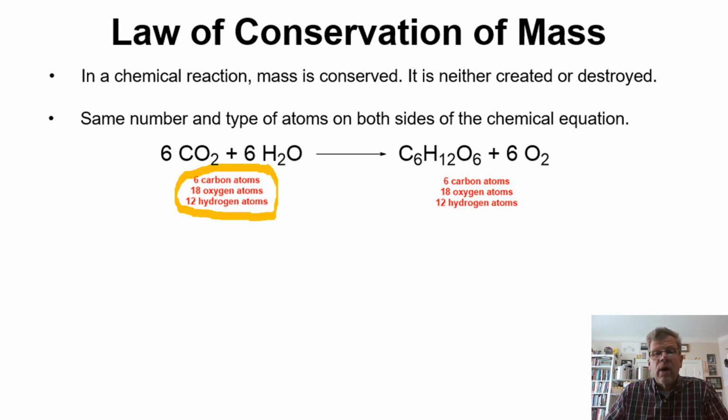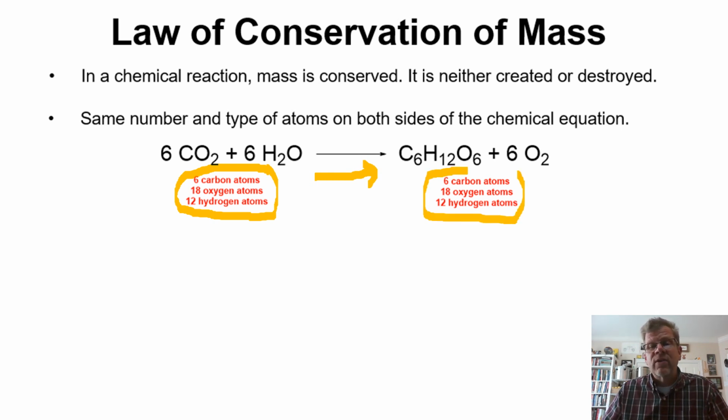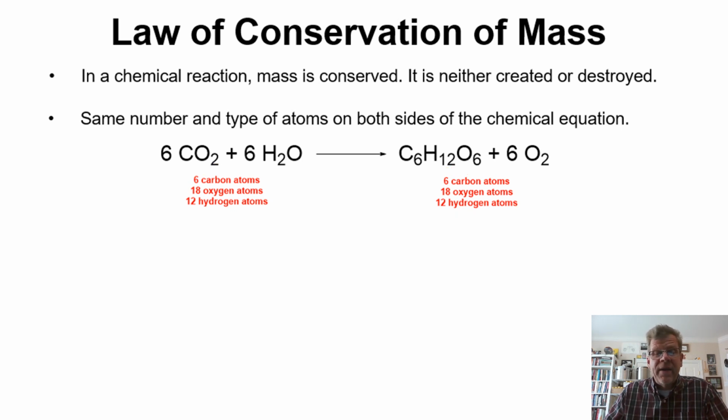Well, if we look over on the other side of the chemical equation of reaction and add up all of those carbon atoms, hydrogen atoms, and oxygen atoms, it better be the same, or it does not adhere to the law of conservation of mass and thus is not a correct representation of the reaction. So one way of looking at the law of conservation of mass would be essentially counting atoms. Do they add up on both sides?